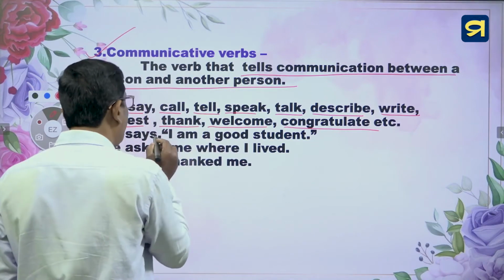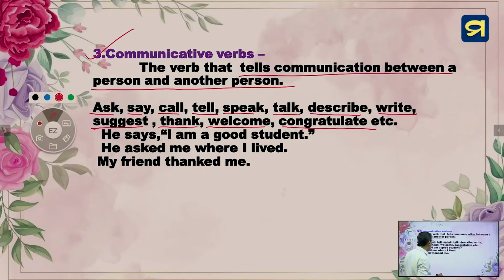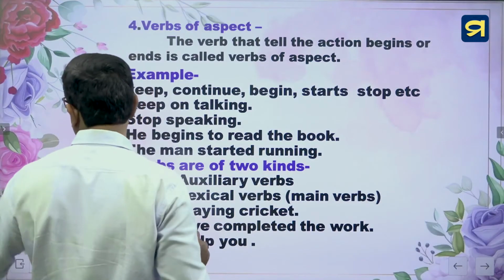For example, he says, "I am a good student." This is a direct speech and it talks about communication. Says. He asked me where I lived. Asked. My friend thanked me. My friend congratulated me. My friend suggested me to read the Bhagavad Gita daily. These are the different examples of communicative verbs.